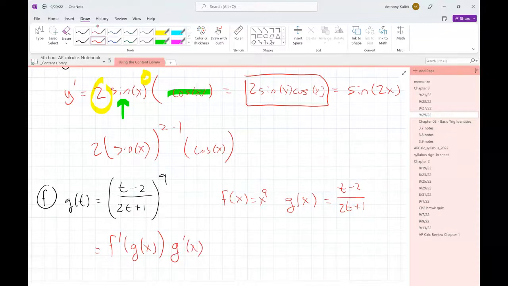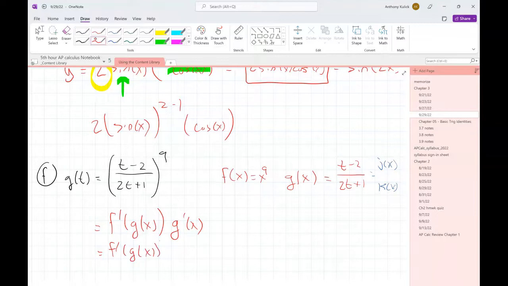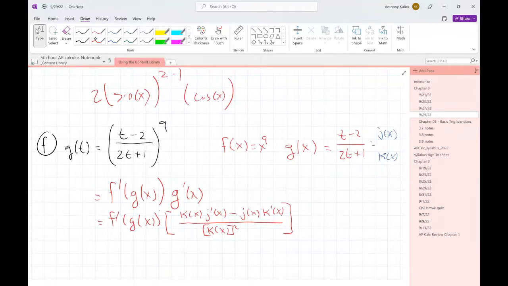Everybody's okay with that? And then for this g prime, let's say the numerator is j of x and the denominator is k of x. So when I do the derivative of g prime, that's going to be the denominator times the derivative of the numerator minus the numerator times the derivative of the denominator all over the denominator squared. Is everybody okay there? On what I've done?